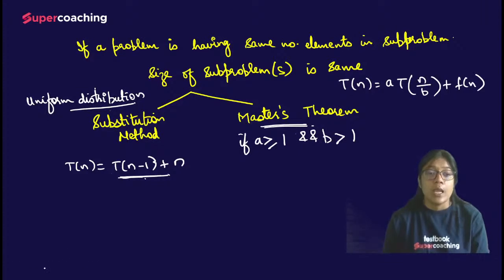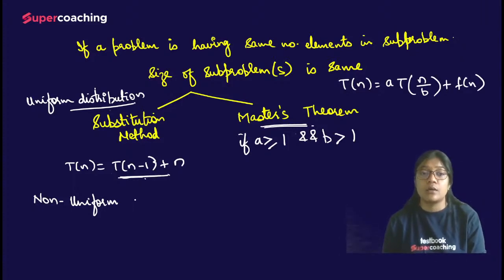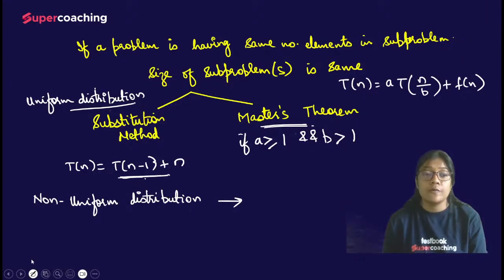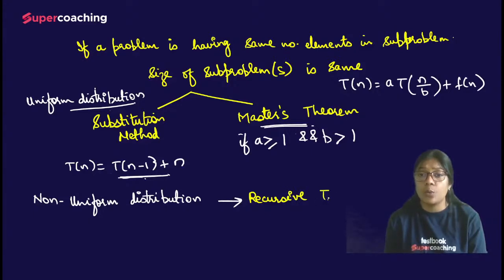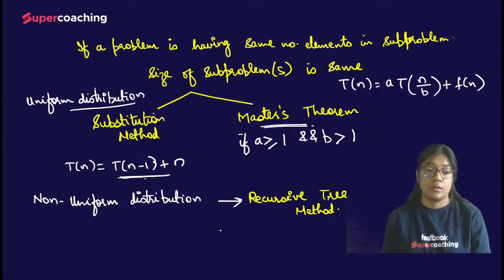Now, if it's non-uniform distribution, then we cannot apply substitution method or Master's theorem. If you have non-uniform distribution, that means the subproblems are containing different sets of elements, then we cannot apply substitution method or Master's theorem. In this case, we will be going for the recursive tree method. Is this clear to everyone, under what case we'll be using which method? Okay, so this is how you can decide which method you want to follow.